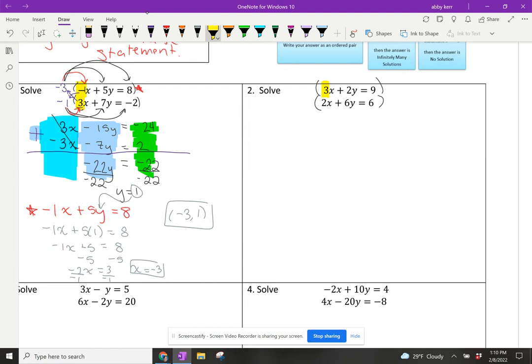We look at the first numbers. We have a 3 and a 2. You decide to make one of them opposite. So I'm going to make 2 into negative 2, and then I'm going to keep the 3. Let's see if that switching works. Yes. When I multiply the first numbers with those outside numbers, I'm going to get opposites.